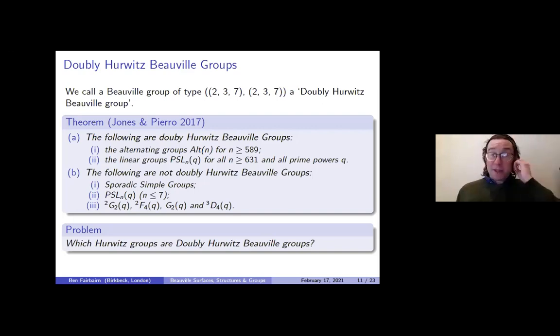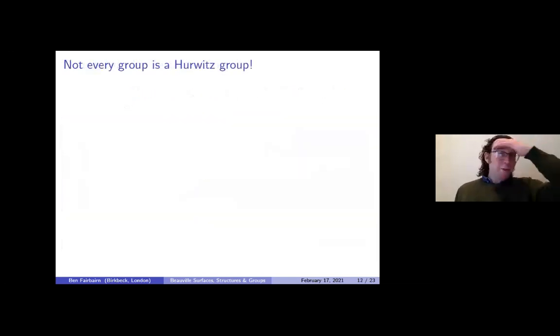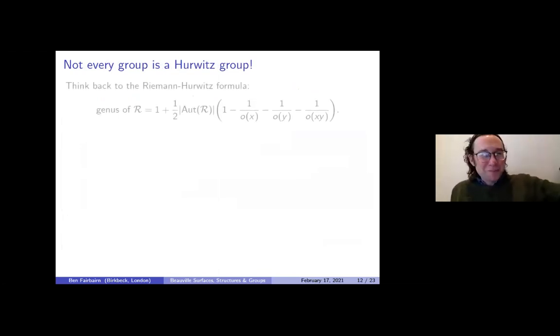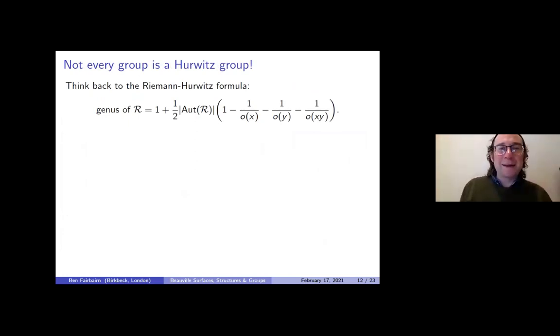And of course, there are groups out there that are not simple. There are easily extensions of simple groups that could also be considered. Well, what about those? It's also worth bearing in mind that not every group is a Hurwitz group. If you think back to this Riemann-Hurwitz formula, this is obtained by starting with the surface. So if you're interested in the genus of the surface, you ask, what is its automorphism group? Can I find these elements x, y, and their product xy to do this nice thing?